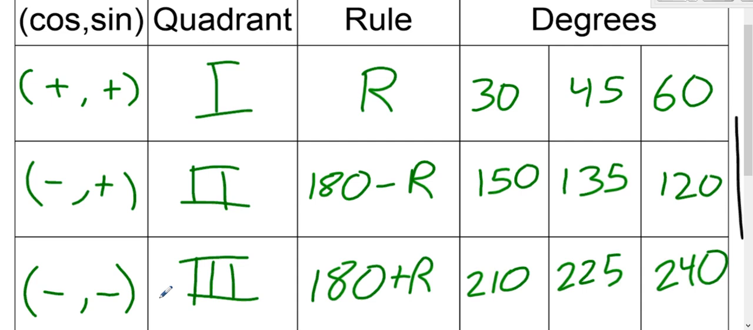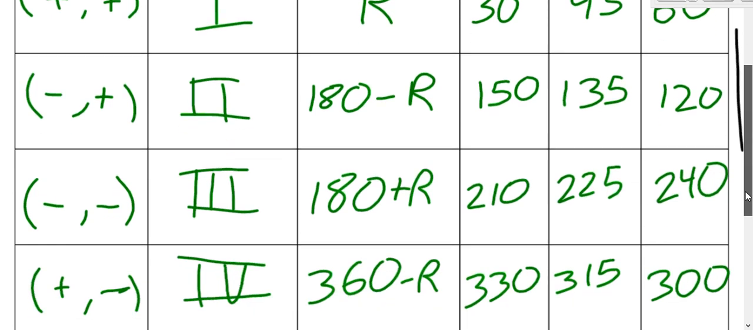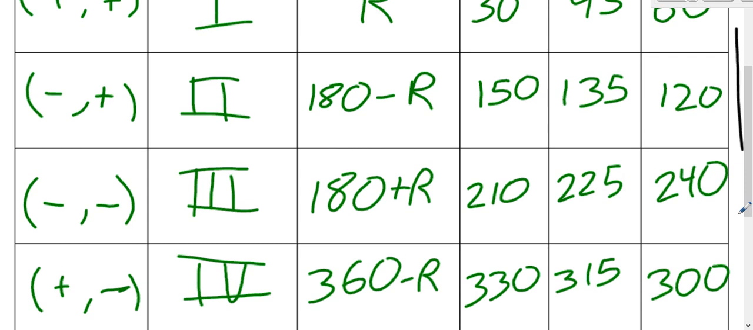In quadrant 3, it's negative negative. It's 180 degrees plus the reference angle. 180 plus 30, 180 plus 45, and 180 plus 60. And then quadrant 4 is positive x, negative y. You do 360 degrees minus the reference angle. So you get 360 minus 30, it's 330. 360 minus 45, and 360 minus 60.